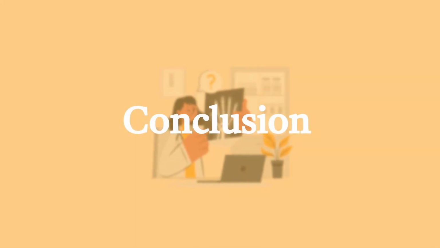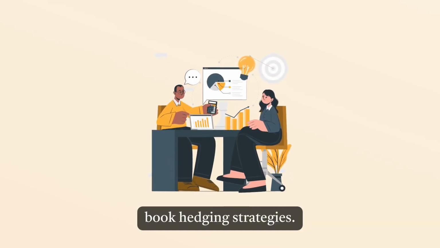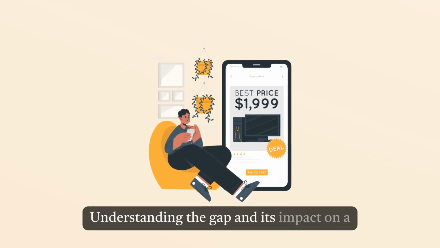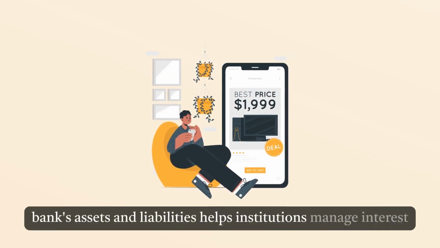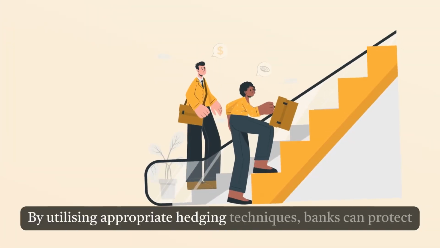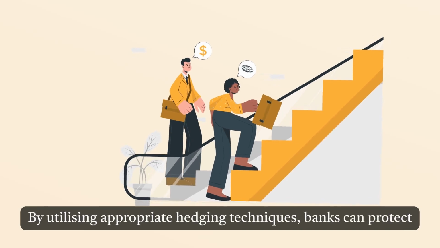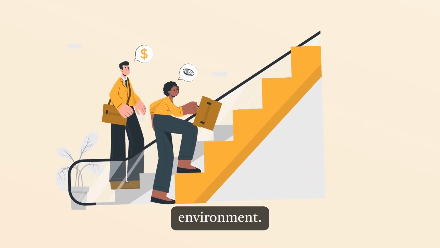Conclusion: repricing gap plays a significant role in banking book hedging strategies. Understanding the gap and its impact on a bank's assets and liabilities helps institutions manage interest rate risk effectively. By utilizing appropriate hedging techniques, banks can protect their profitability and navigate the changing interest rate environment.